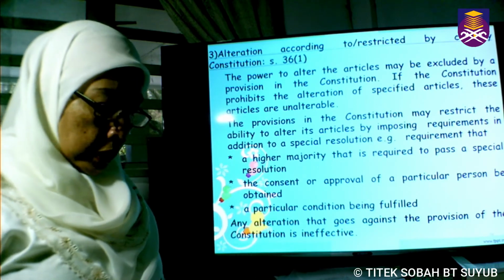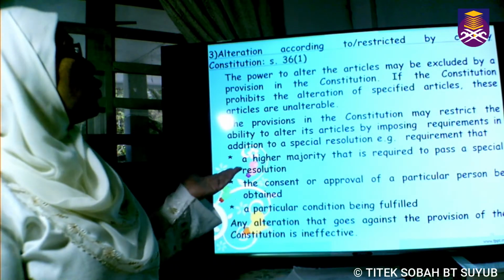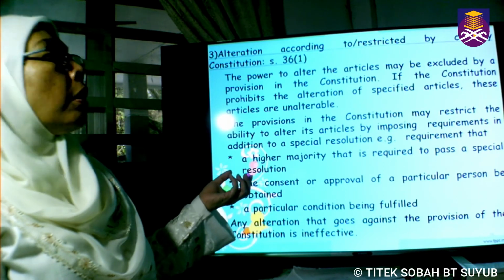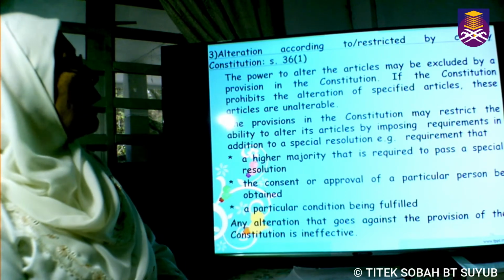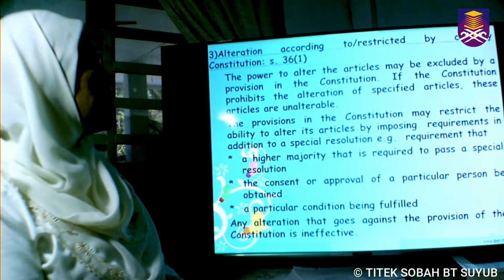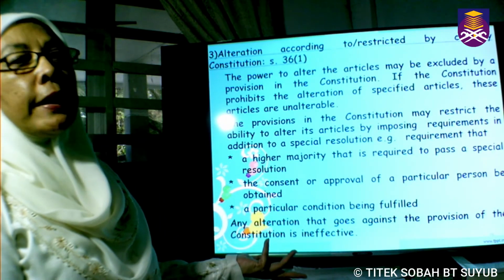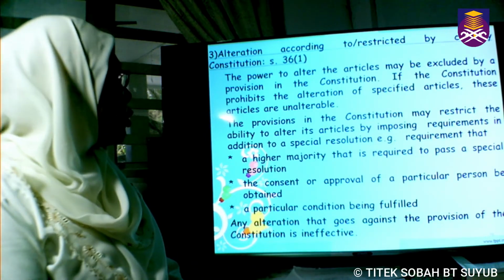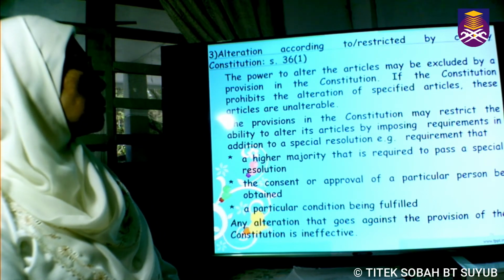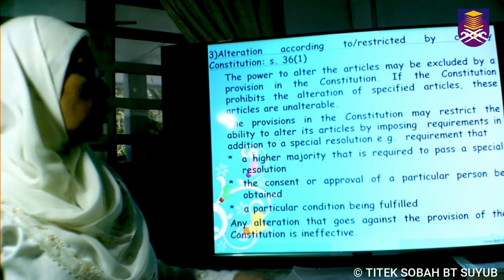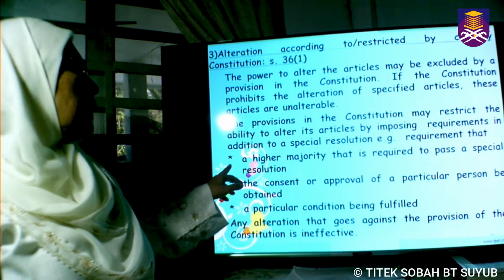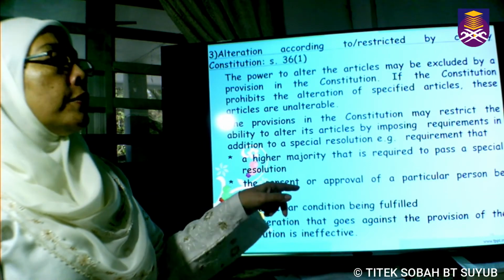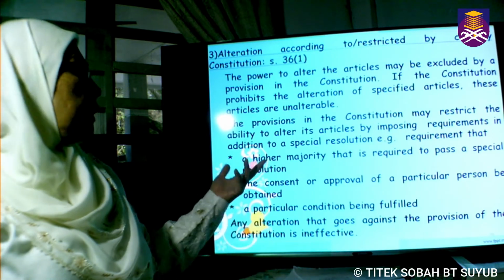If there exists a restriction in the company constitution itself, meaning the power to amend or to alter the constitution is being restricted by the constitution itself, and there are specific articles which prohibit this, then under that situation they need to follow the constitution. Let's say the constitution requires a higher majority. Just now I told you special resolution 75%, right? However, let's say in the constitution it says 100%. Then you need to follow the constitution.